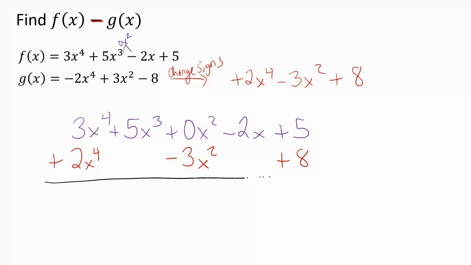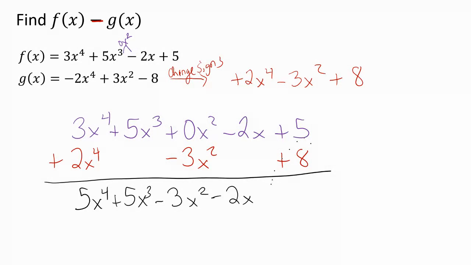And then you just add those like terms. So that's going to be 5x to the fourth. Do not add the powers, you only add the numbers in front. Nothing here, so we're going to just rewrite it. 0 minus 3 is just going to be negative 3x squared. Nothing here, minus 2x plus 13. So hopefully that helps you with subtracting functions. Don't forget to write this down in your notes.